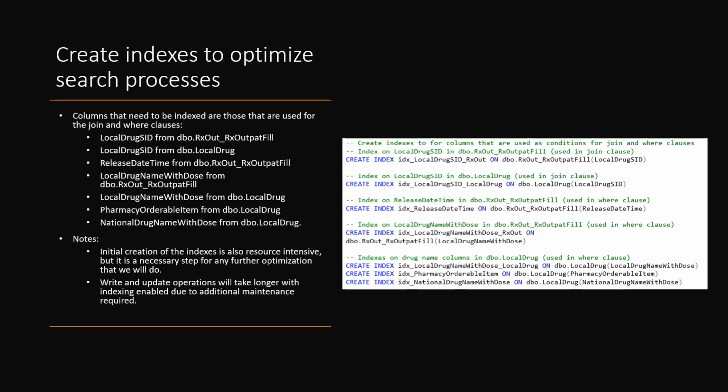Using this knowledge, the following columns need to be indexed. First, the local drug SID columns from both the RxOut table and the local drug table, which were used for the join clause. The release date time and the local drug name dose columns from the RxOut table also need to be indexed because they were used in where clauses. And finally, the drug names columns from the local drug table, which are local drug name with dose, pharmacy orderable item, and national drug name with dose, also need to be indexed because they were used in where clauses.